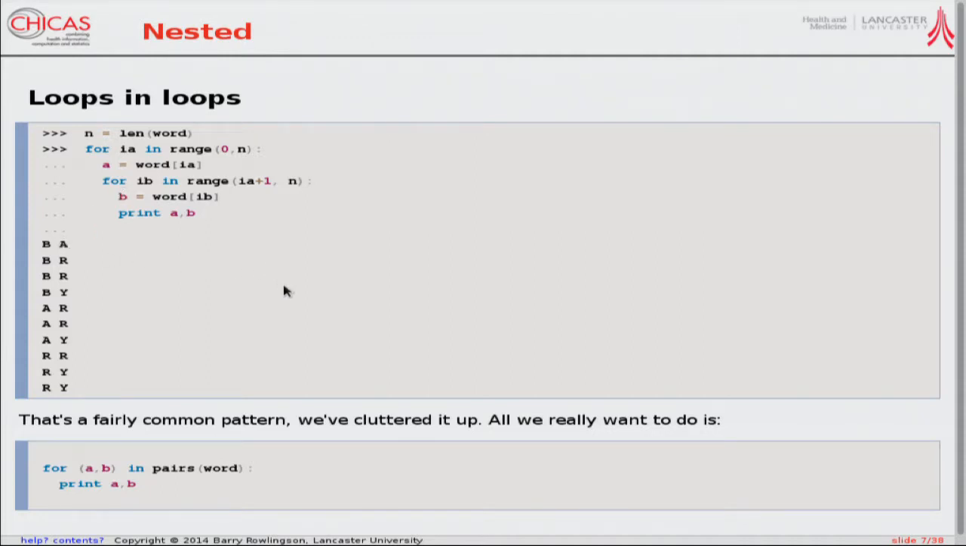Now, this is a fairly common pattern of picking out the upper diagonal from an object, from a matrix of some kind, perhaps. And it would be nice if we could just get rid of all these intermediate variables, I and A. We don't care about IA and IB, which are our indices. We only really care about getting pairs of elements from this vector. So we really want to be able to say for A and B in all the pairs of this word, print A and B. So how would we write this pairs function? We could do that in R by writing a function that returns a matrix or a list of some structure with all the elements in.